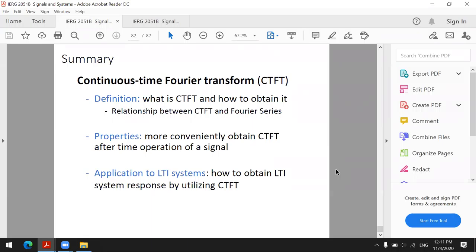Okay. Let's have a break and come back at 12:30 to start a new chapter, the discrete time Fourier transform. That chapter will be shorter than the continuous time Fourier transform because you will find a lot of analogies between them.